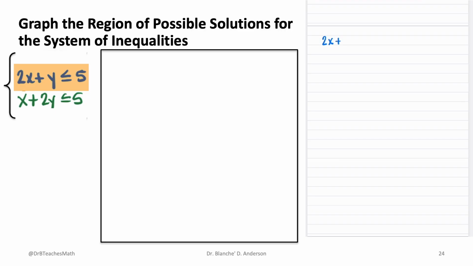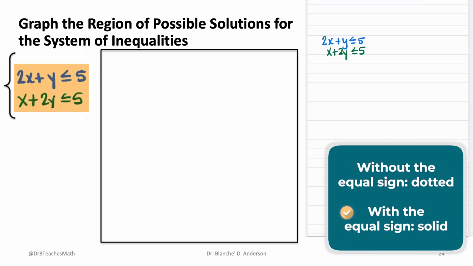2x plus y is less than or equal to 5. And then we have x plus 2y is less than or equal to 5. We know that this is going to be a solid line because of the less than or equal to, and this is also going to be a solid line.